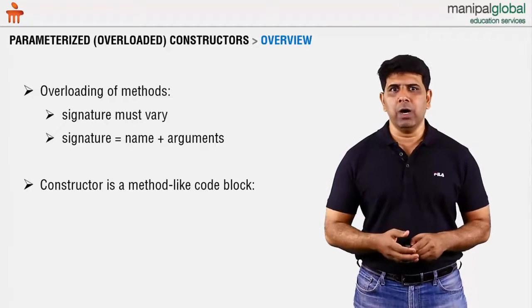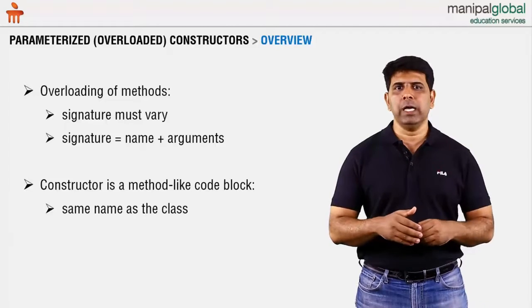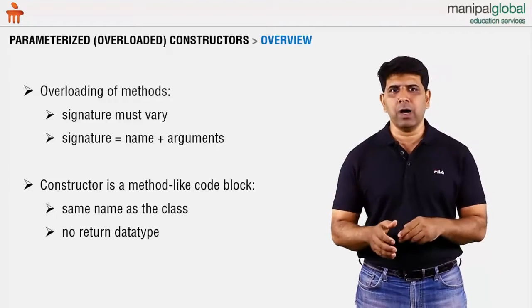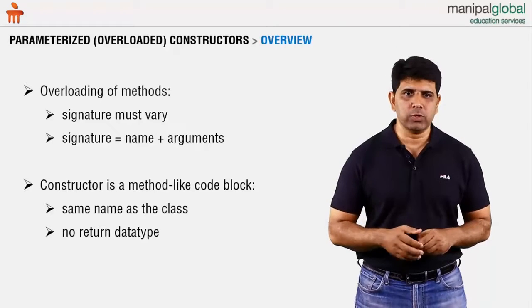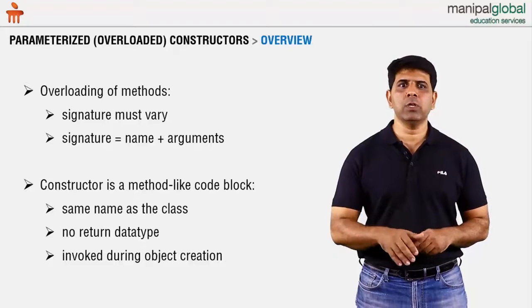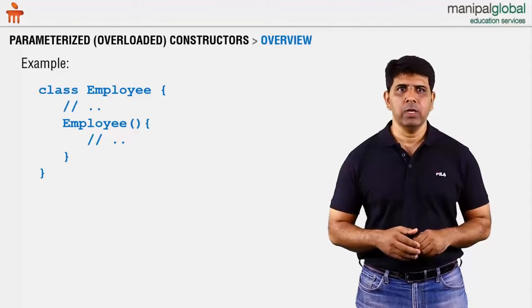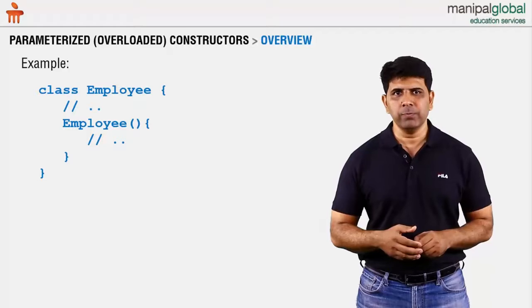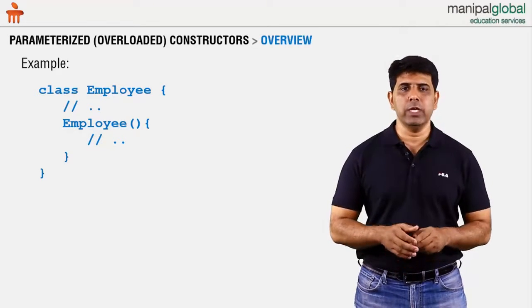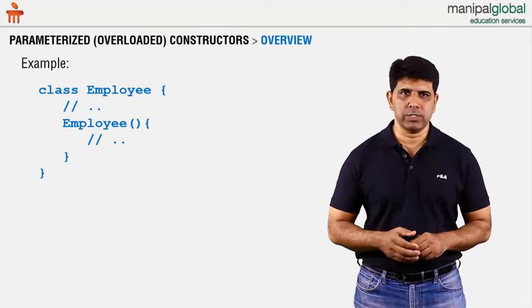A constructor is a method-like block that gets automatically executed during object creation. It has the same name as the class, but there is no return type. So it is not really a function and you can't invoke it. It's invoked during object creation. Here is an example of a constructor. A class Employee has a constructor Employee. There is no return type, some initialization.